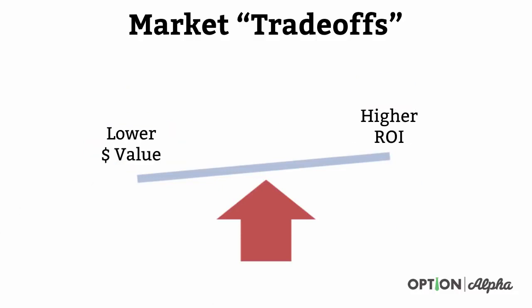When you have a lower dollar value as a winner because you're shooting for a higher ROI, you might end up having, let's say, a $10 winner, but the ROI on that trade is 30%. Okay, I'm not saying that one is necessarily worse than the other.